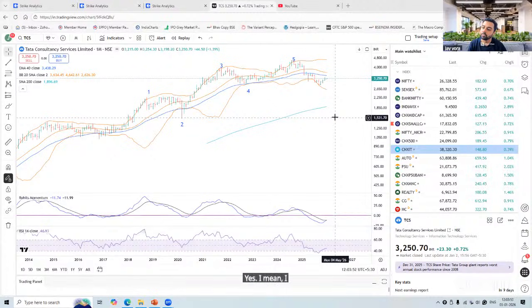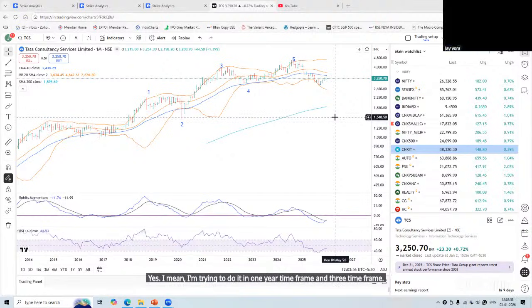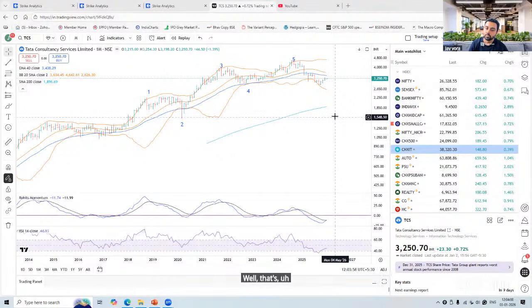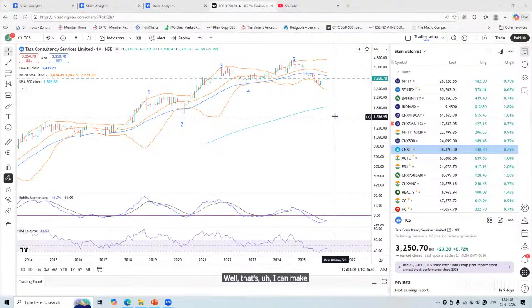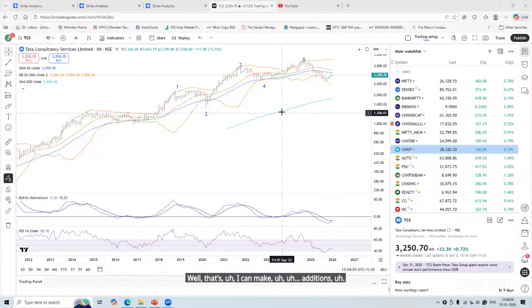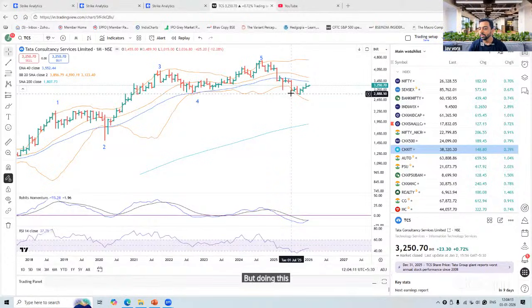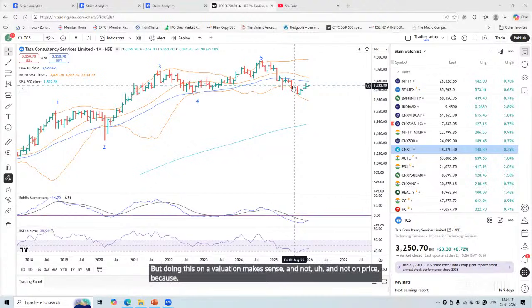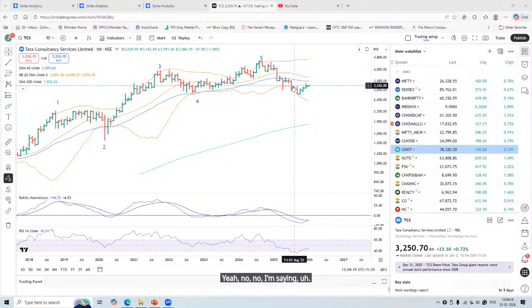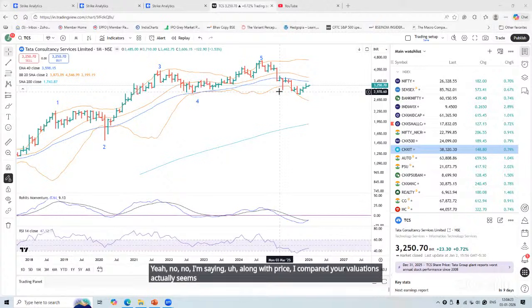Yes. I'm trying to do it in a 1 year time frame and a 3 year time frame, so that I can make quick decisions. No need to wait for a very long time. That's why I find it useful. But doing this on valuation makes sense and not on price. No, I'm saying along with price, I compared with your valuation charts. It's working very smoothly.